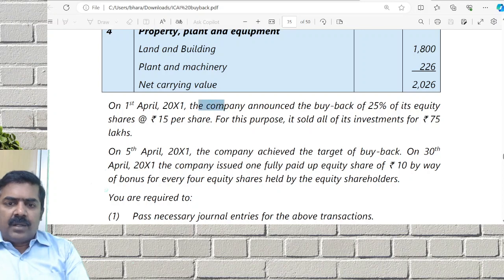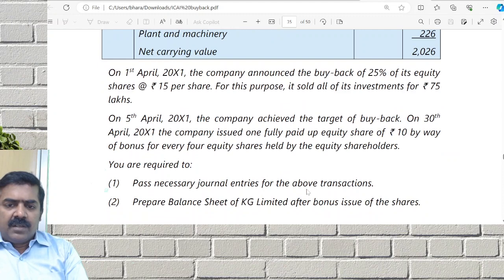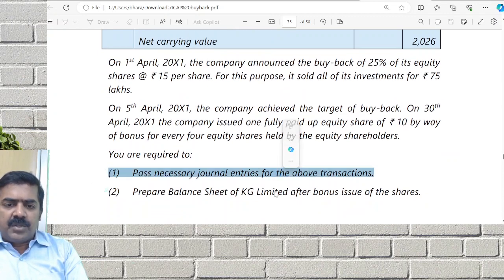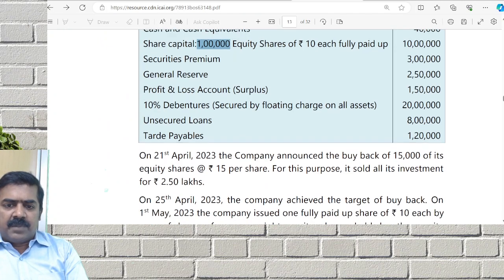The company announced buyback of 25% of its equity share at 15. For this purpose, it sold all investments for how much? 35 lakhs. The company achieved the target of buyback on 1st April. Issued one fully paid up share for every 4 shares held by the equity shareholders. Pass journal entries and which one? Prepare balance sheet. This is the same as our practice test paper question.